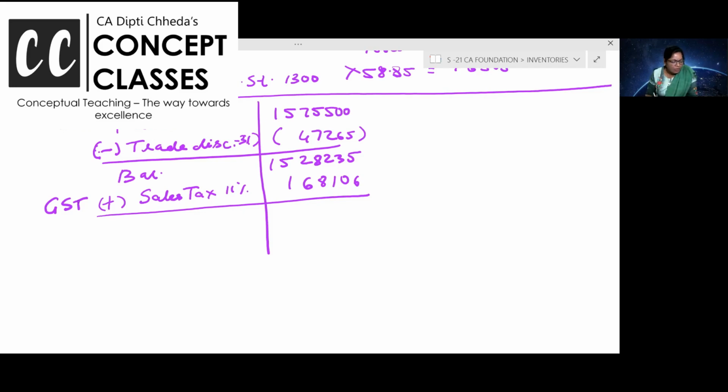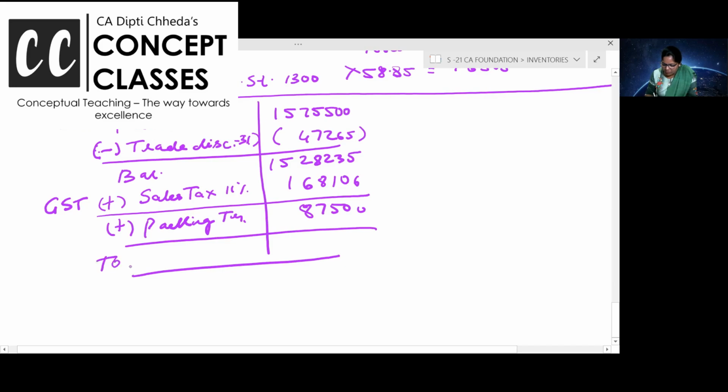And then to that also add packing and transportation. Add all of that together as well. Packing, transportation, carriage inward, all that is a part of the purchases. What is your total purchase cost? 1528. I hope all of you know why we subtracted the trade discount.